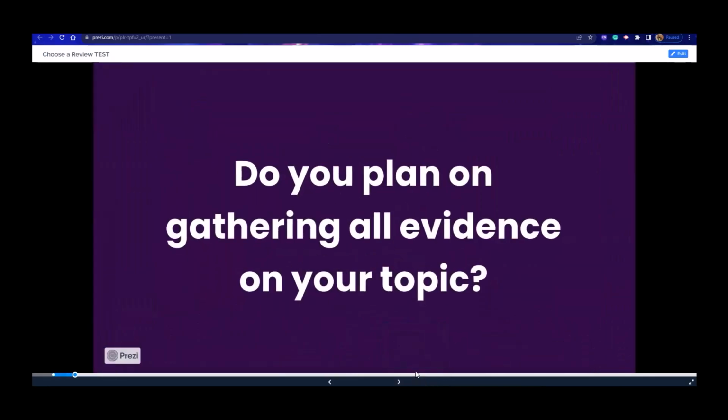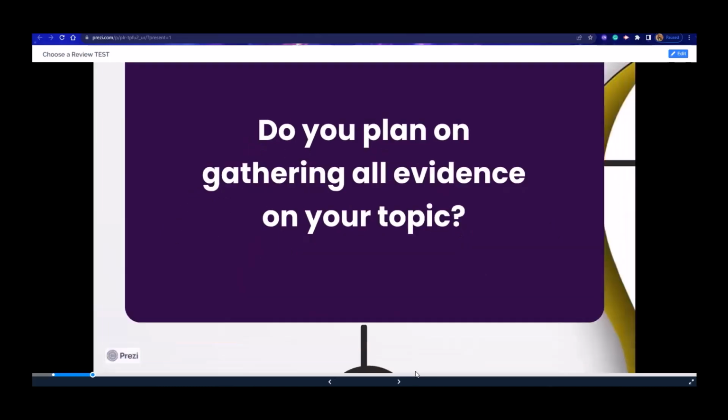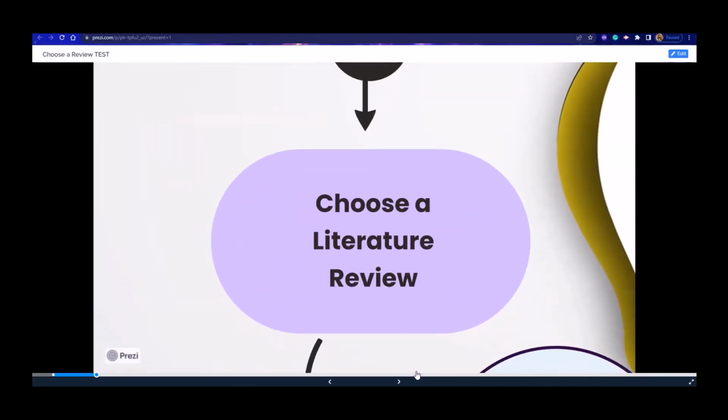Okay, so the first thing you really need to ask yourself when you are thinking about starting any type of literature review, advanced review, is, are you planning on having this be a truly comprehensive review that is gathering all the evidence on your topic? Are you truly wanting this to be fully comprehensive, where you're going to be synthesizing the data, doing all that work, or do you just want a snapshot of what's out there? And if the answer is no, then you can still do a simple literature review.